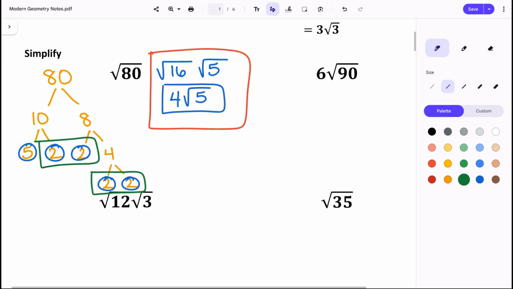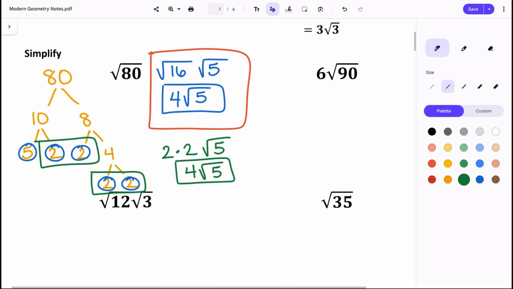So this is another 2 times 2. Does the 5 have a partner? No. So the 5 can't come out. It has to stay underneath the square root sign. So these come out, and you multiply them. So what's 2 times 2? 4. And the 5 stays underneath. So you still get 4 square root of 5. That's still the same answer that I got originally.